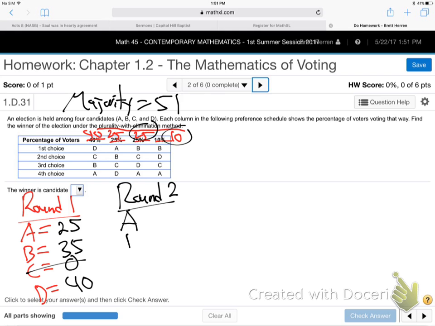So go on to round 2 now. And there's going to be no C. There's going to be an A and a B and a D. So go up to the table and just cross off C, and see what you got.